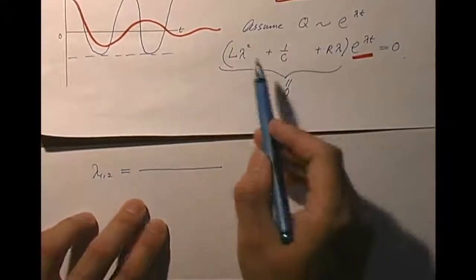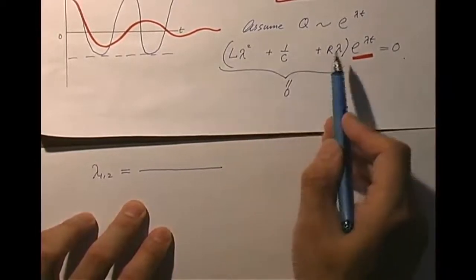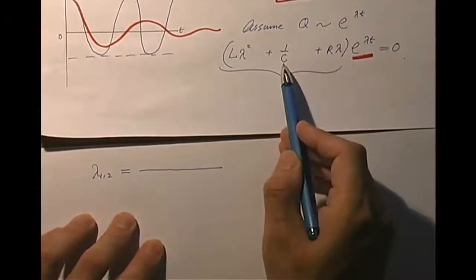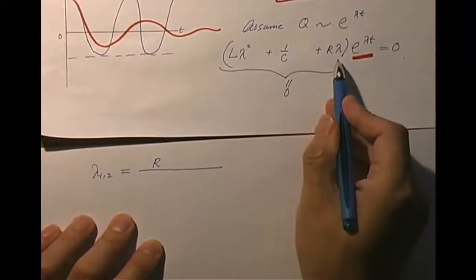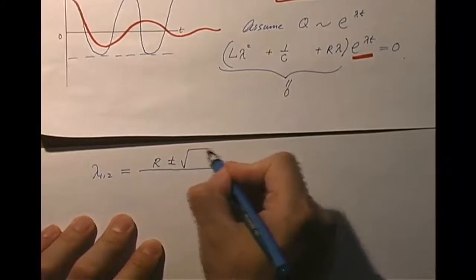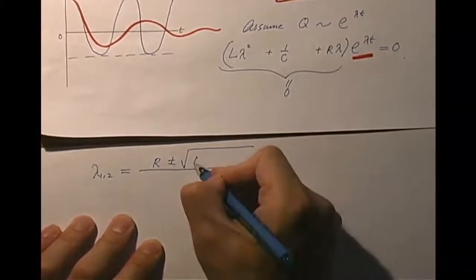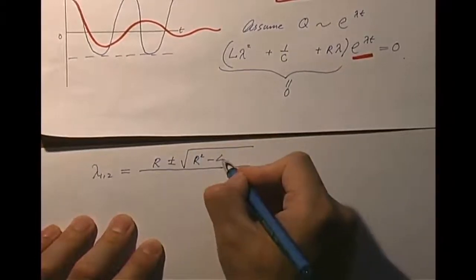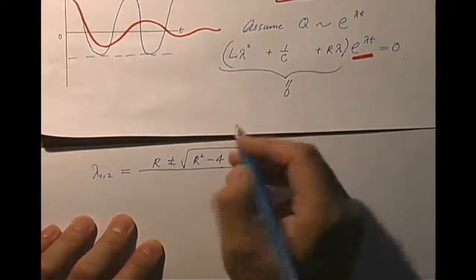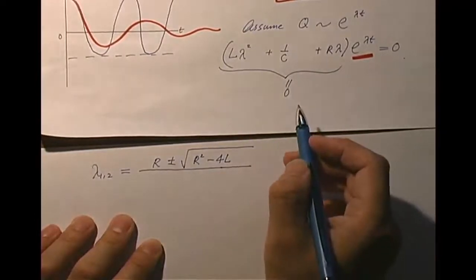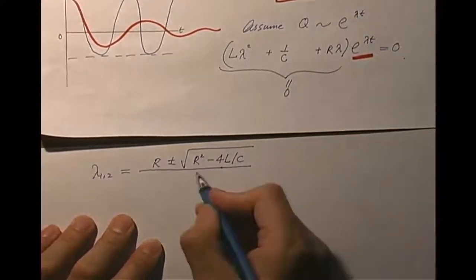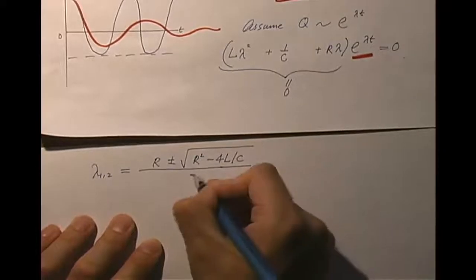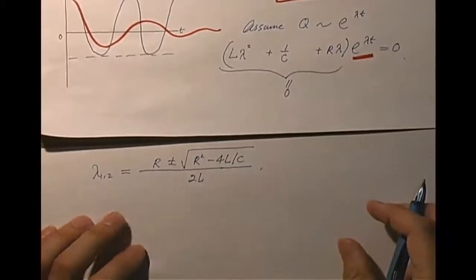Here is the quadratic term, here's the linear term, and here is the constant term. So b is the constant in front of the linear term, because it's ax squared plus bx plus c, right? So this is r. And then plus or minus the square root of b squared minus 4ac, so r squared minus 4 times a, the constant in front of the squared term, which is L. Okay, c is the constant term, but here it is 1 over c really, so it's divided by c, right? And then divided by 2a. A is L, so it's 2L. That is the most general solution.